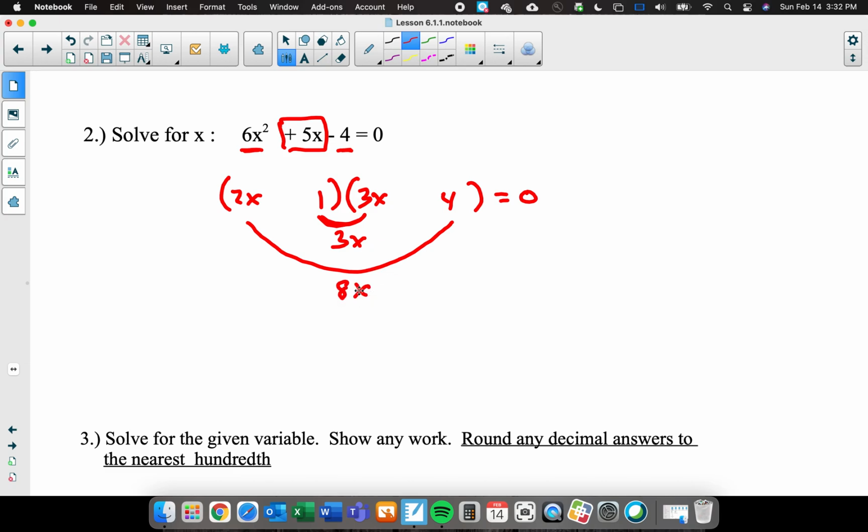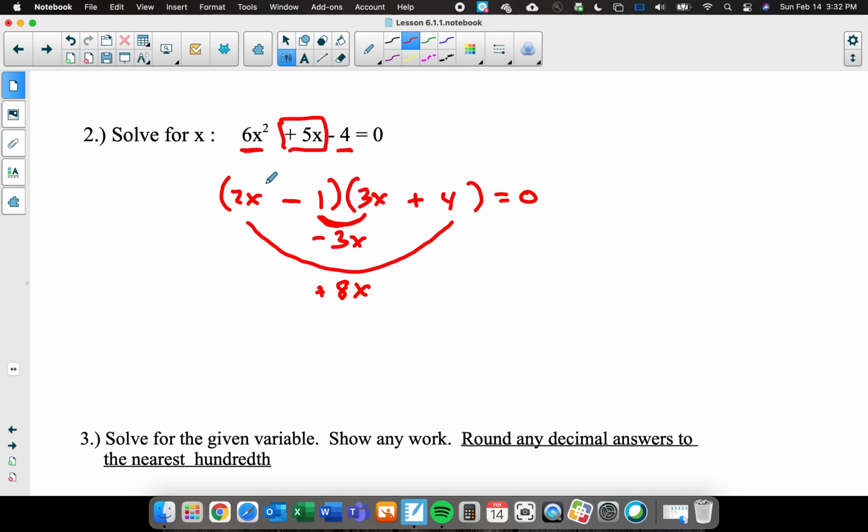Now, if we take a look, I need a positive 5x, which I can get if this is a positive 8 and a negative 3. I know the signs have to be opposite because they need to multiply to be a negative 4. So we're in good shape here, which means this is going to be a minus sign, and therefore that's a plus sign. Now, we've factored it.